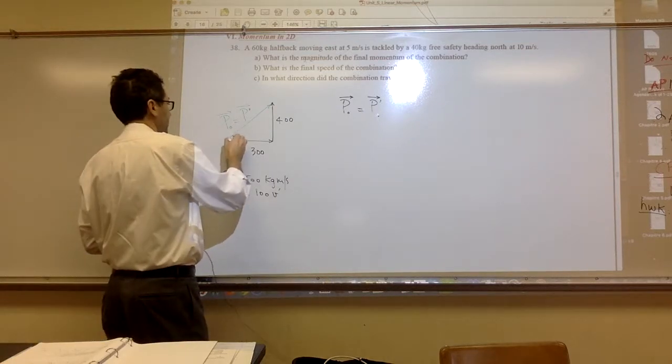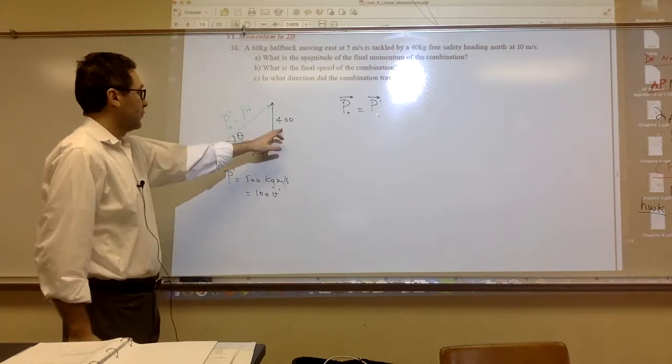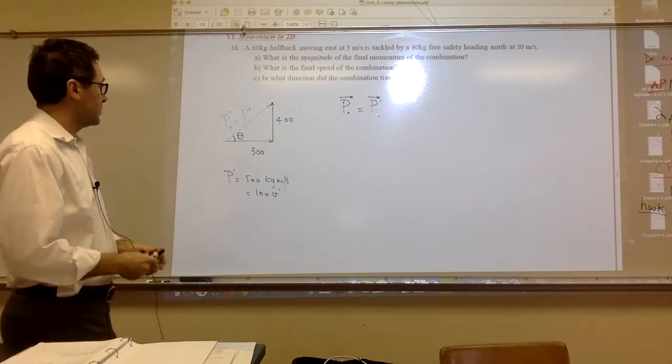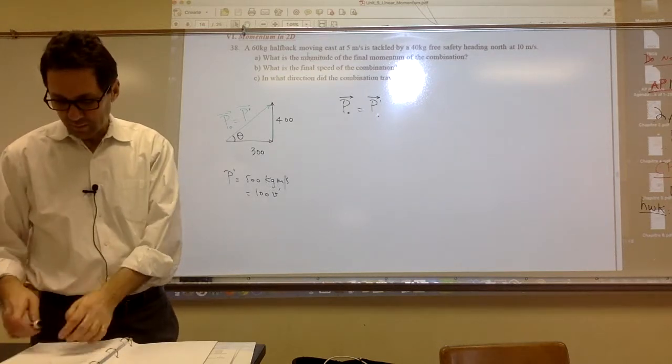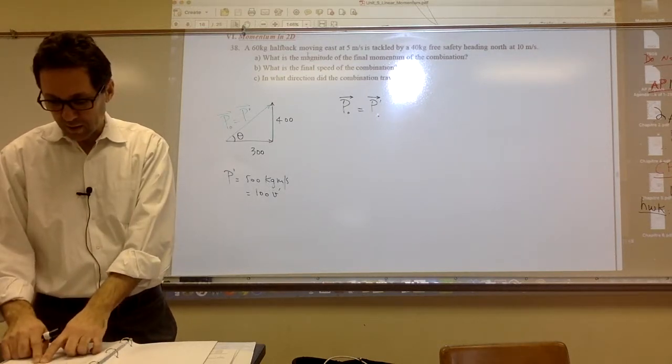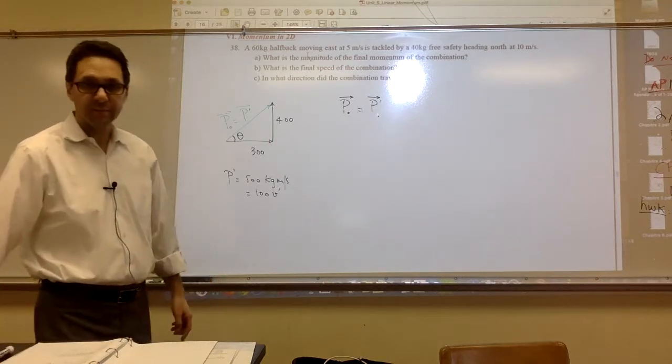And to figure out the angle, you just have to do the inverse tangent of 4 over 3, or 400 over 300, to get that angle there. All right, so the answers are on the answer key. So that angle is about 53 degrees north of east.